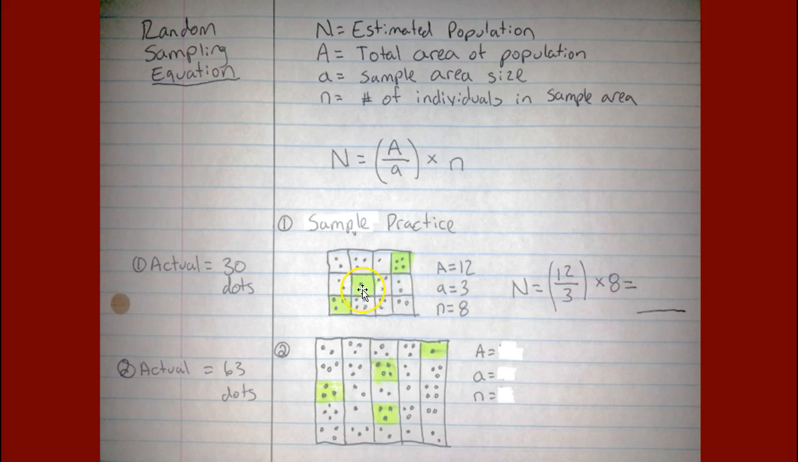Now, how many dots are inside of the highlighted squares? Those 4, 5, 6, 7, 8. Now I pop it into my equation: 12 divided by 3, in parentheses, times 8 will give you 32. Now there's actually 30 dots in here.